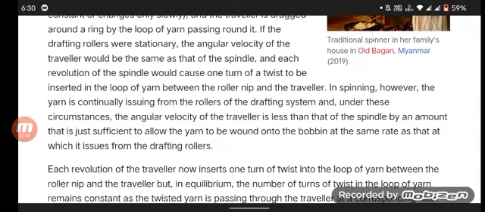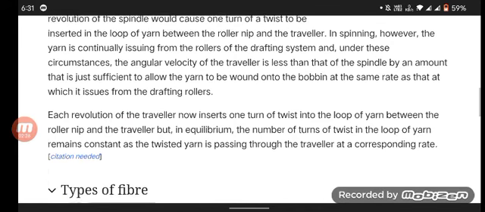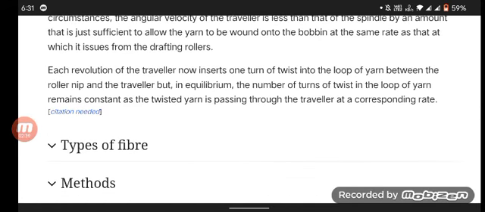In spinning, however, the yarn is continually issuing from the rollers of the drafting system, and under these circumstances the angular velocity of the traveler is less than that of the spindle by an amount that is just sufficient to allow the yarn to be wound onto the bobbin at the same rate as that at which it issues from the drafting rollers. Each revolution of the traveler now inserts one turn of twist into the loop of yarn between the roller nip and the traveler, but in equilibrium the number of turns of twist in the loop of yarn remains constant, as twisted yarn is passing through the traveler at a corresponding rate.